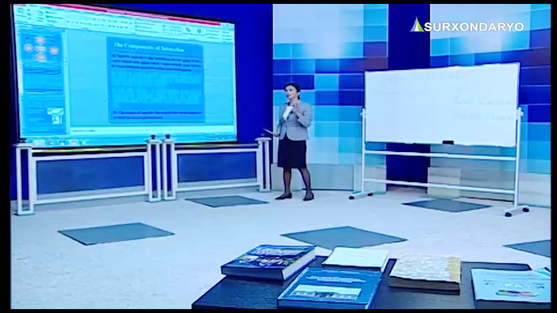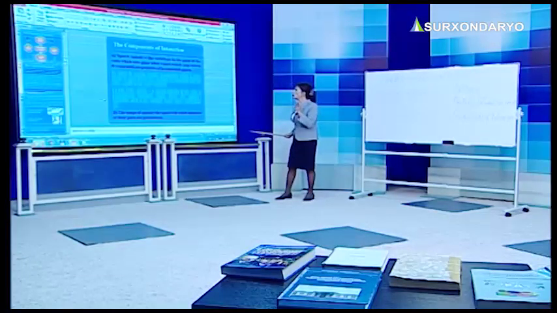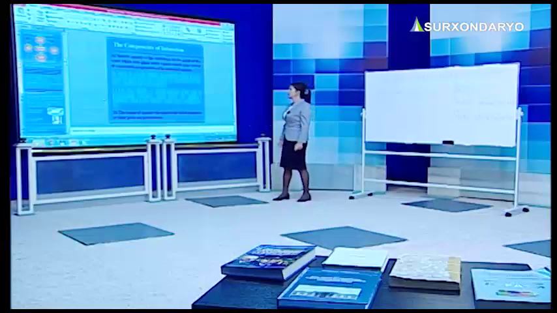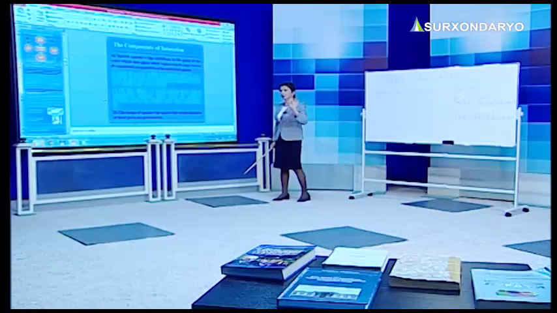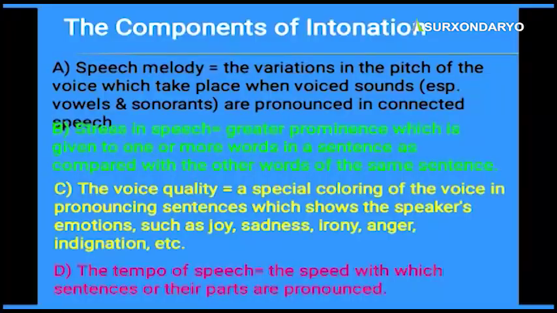And the voice quality. The voice quality is the coloring of the voice in pronouncing sentences, which shows the speaker's emotions. For example, joy, sadness, irony, indignation, anger, etc. And the last one is the tempo of speech. The tempo of speech is the speed of the speaker. Some people speak quickly and some others speak slowly. That's why tempo of speech is the speed of the speaker.